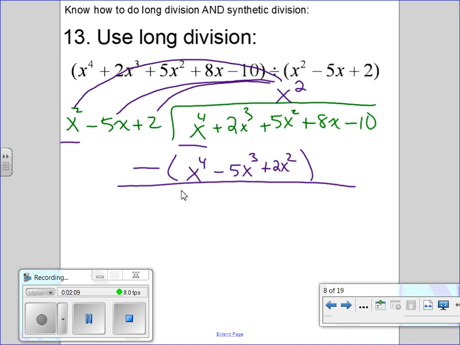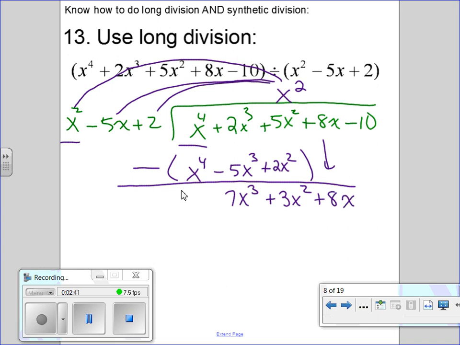x to the fourth minus x to the fourth obviously is gone, but what's a 2 minus a negative 5? When you subtract a negative, it's just like adding a positive. Casey? 7. Very good. And if you ever are unsure, just type it in. And then 5 minus 2. That one's easy. I like the easy ones. It's 3. 5 minus 2 equals 3. We're going to drop down that 8x, and now we're ready for our second decision.